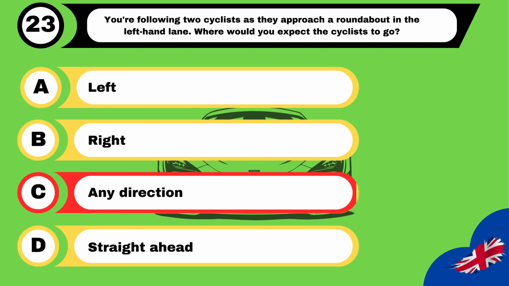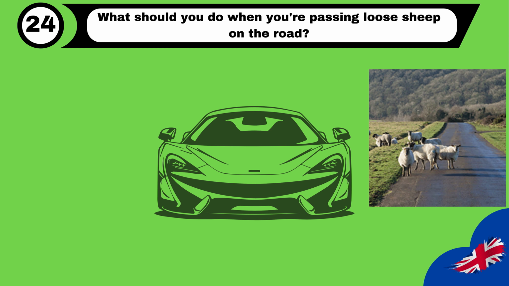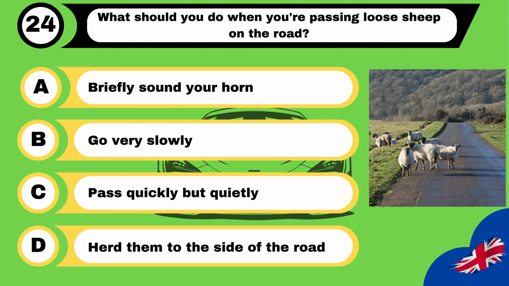The answer is C. Any direction. Question 24. What should you do when you're passing loose sheep on the road? A. Briefly sound your horn. B. Go very slowly. C. Pass quickly but quietly. D. Herd them to the side of the road.